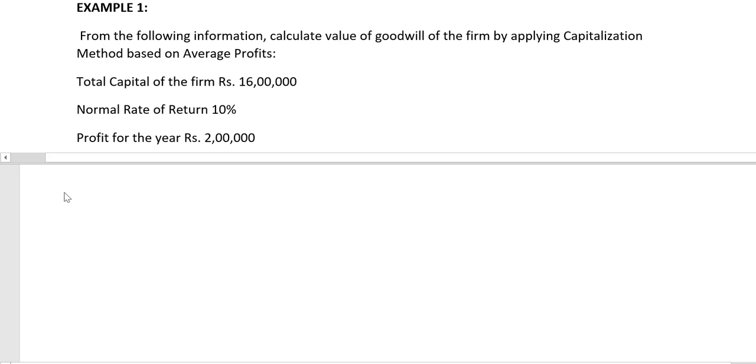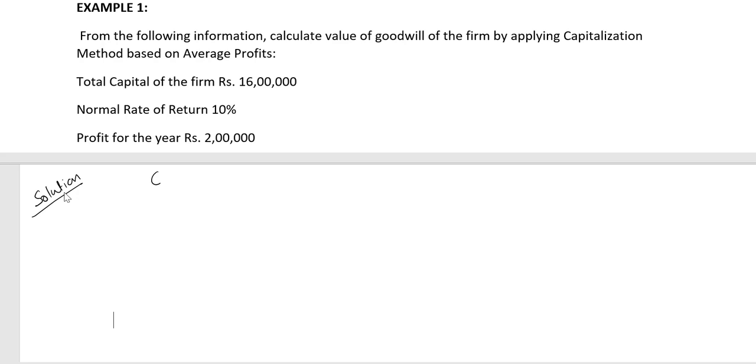So let's write down the formula first for valuation of goodwill under the capitalization of average profits method. Goodwill is equal to capitalized value of average profits minus the net assets.